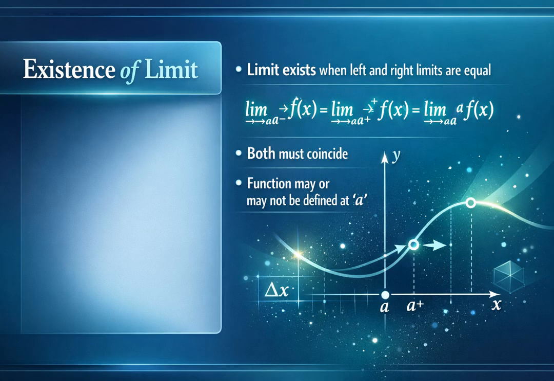A limit exists only when the left-hand limit equals the right-hand limit. When both approach the same value L, we say limit as x approaches a of f of x equals L. If they differ, the limit does not exist. The function doesn't need to be defined at x equals a for the limit to exist.